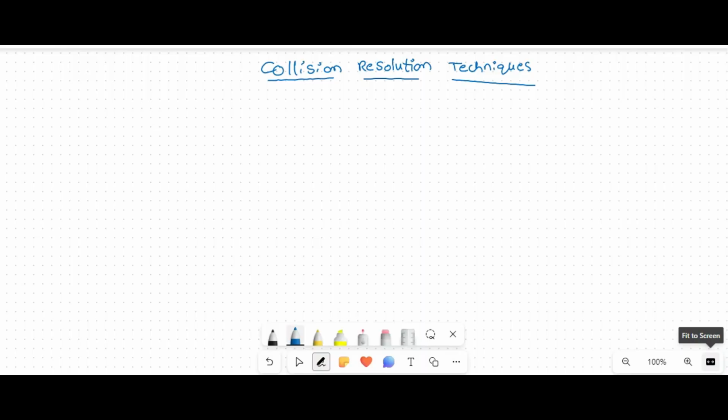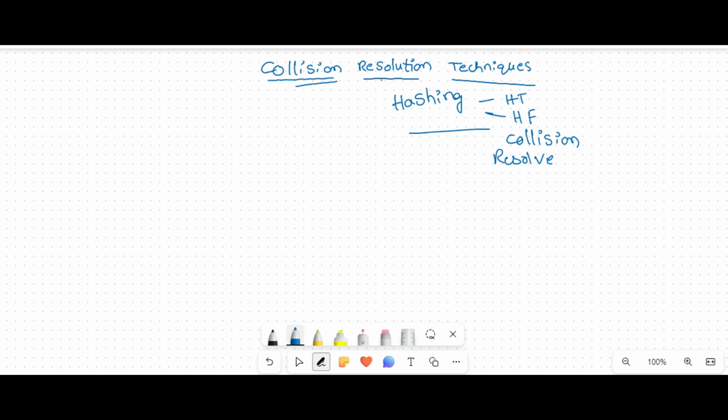Hi students, in the previous video we discussed the concept of hashing. Generally in hashing we use a hash table and a hash function. These things we discussed in the previous video, and also we discussed what is meant by a collision. Now in this video we are going to discuss collision resolution techniques. That means how to resolve collisions if we get collisions.